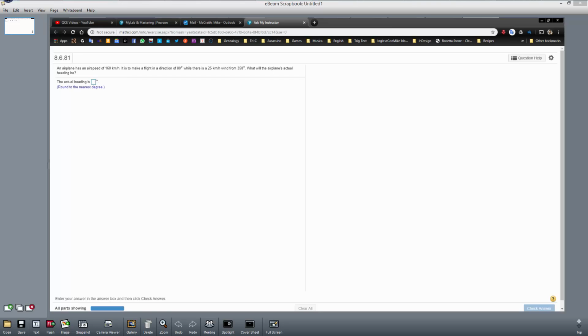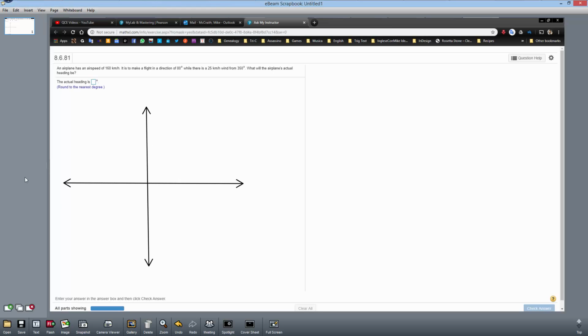Okay, so let me get my cursor going. All right, so let's draw some axes here for this problem. Okay, so in blue, I'm going to draw the plane.